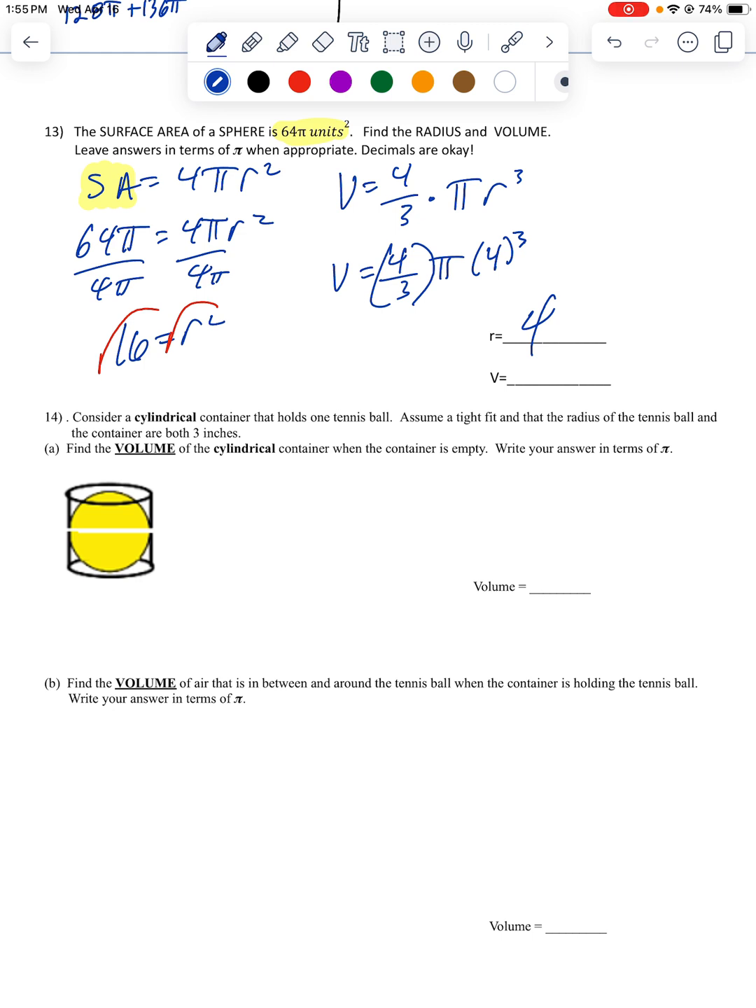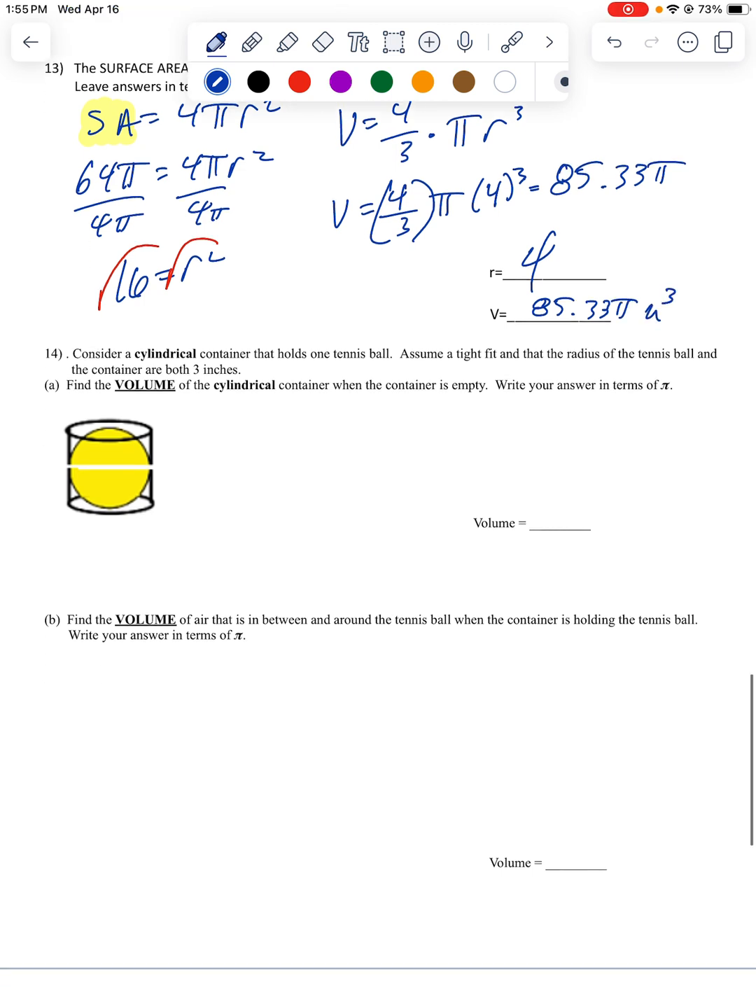I got 85.3 repeating, so 85.33 pi would be your answer. And that's units cubed now since it's volume.